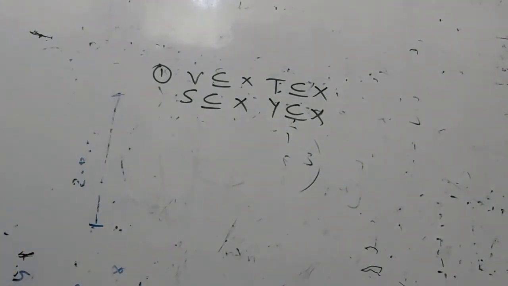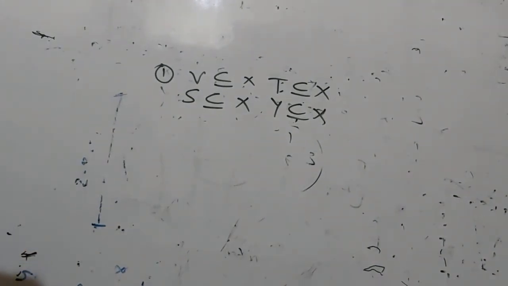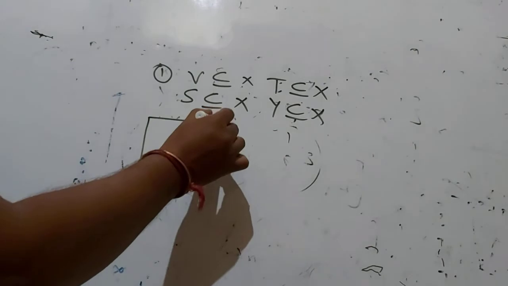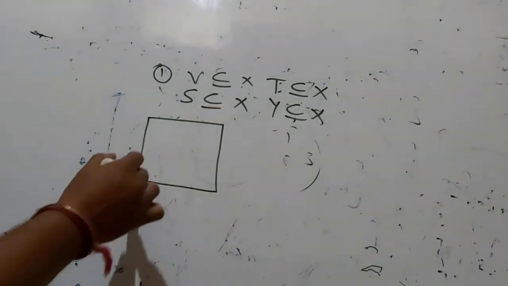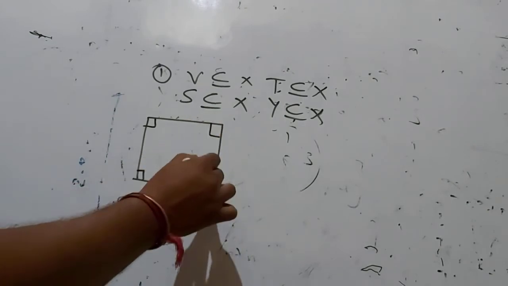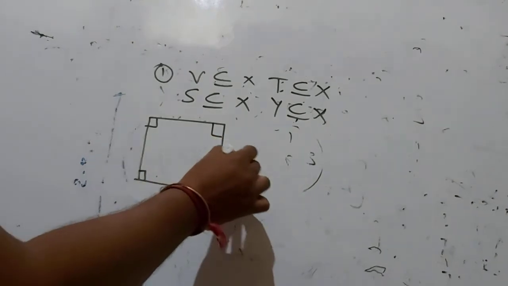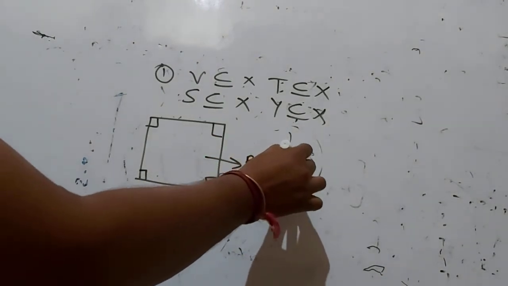Second: every square is a rhombus, every square is a parallelogram, and every square is a rectangle. To understand this, first of all you should know the properties of squares. Just I am explaining this. This is the square. If you see in this, in a square all angles are 90 degrees. So these are the properties of a rectangle. So every square is a rectangle, no doubt.